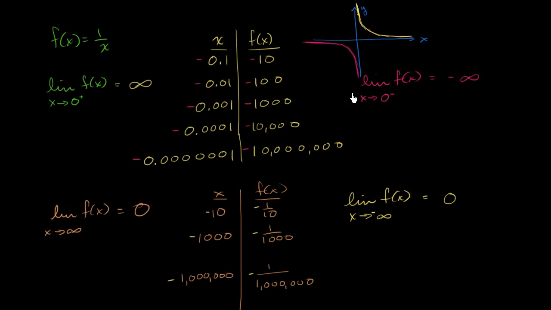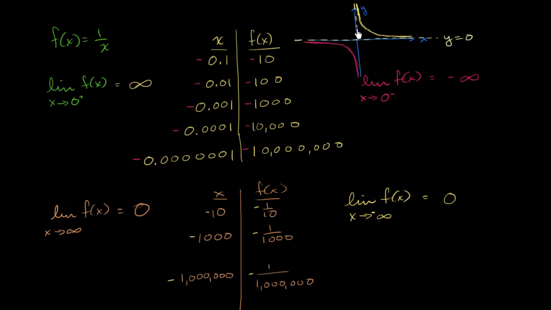So the way I've drawn it, we see that there are actually two asymptotes for the graph of f of x is equal to 1 over x. You have a horizontal asymptote at y is equal to 0. When x approaches infinity, f of x gets closer and closer to 0, but never quite touches it. When x approaches negative infinity, f of x is getting closer and closer to 0 from the bottom, but it never quite touches it.